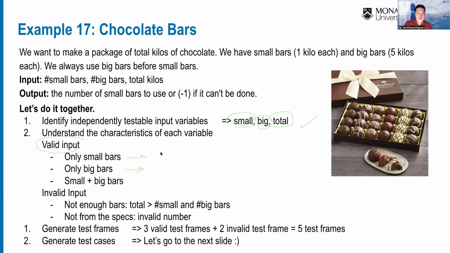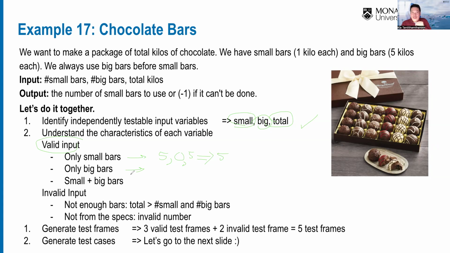Let's say we have 5 small bars. We don't have big bars at all. We want 5, and it should return 5. Do you agree with me? Yes or no? Yes, okay.